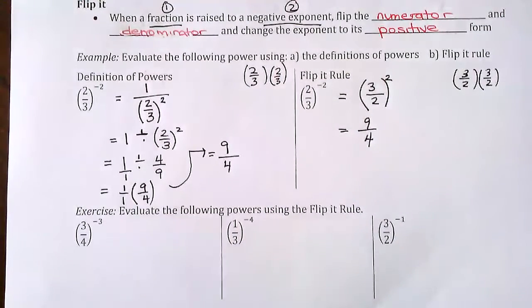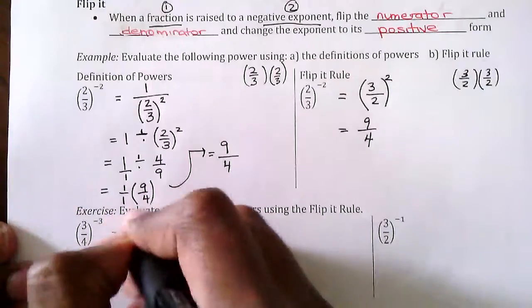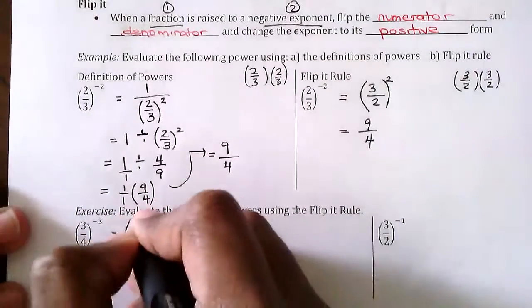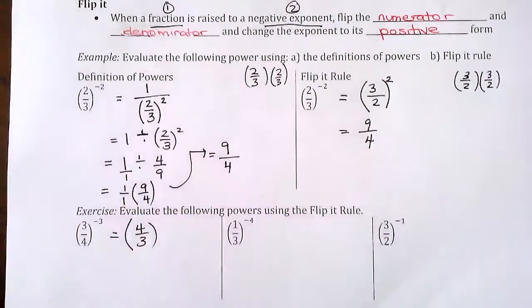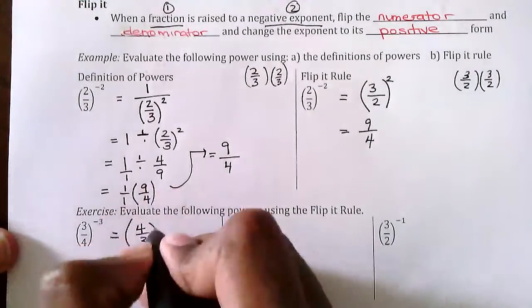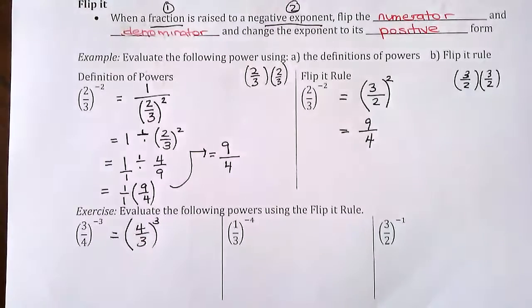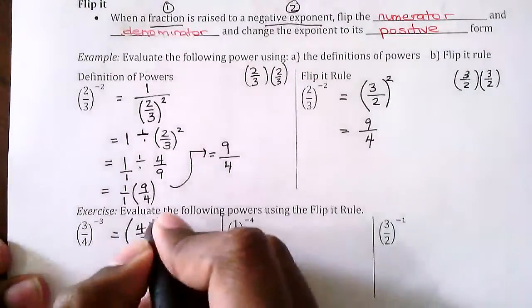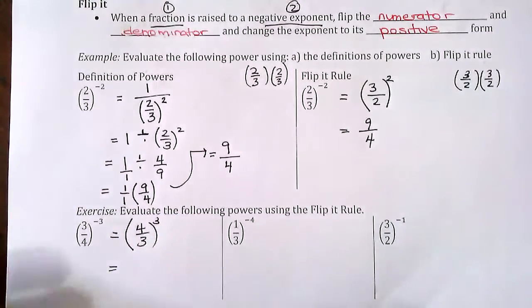Here I have a fraction, it's being raised to a negative exponent. So what I'm going to do is flip it. Flip the numerator and denominator, so the 4 and 3 swap places. And when I flip it, the negative exponent becomes positive. So I have 4 over 3 to the power of 3.